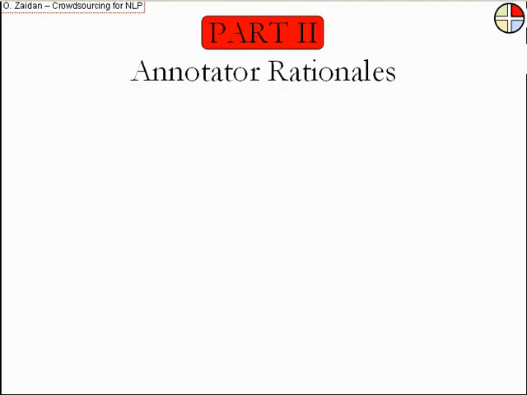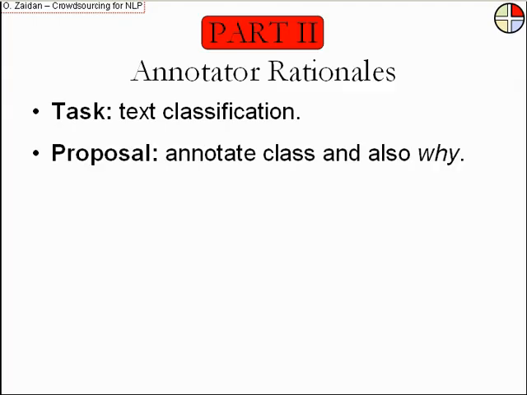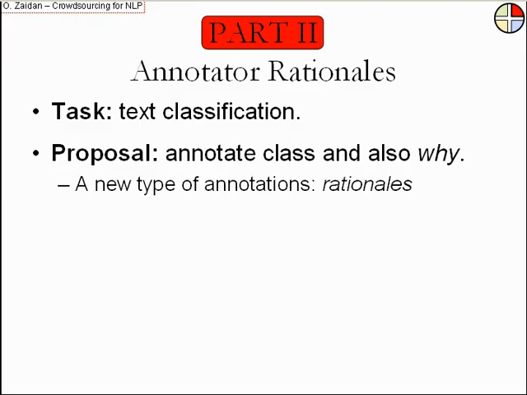Now, in the second part of this talk, I'm going to discuss a new type of annotations called annotator rationales. And the task we'll be interested in here is text classification. And we propose to ask annotators not only to give us class labels, but also why they chose those class labels. This will be a new type of annotations that I call rationales.